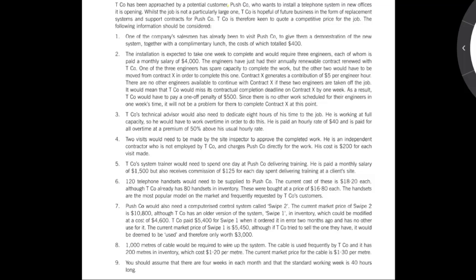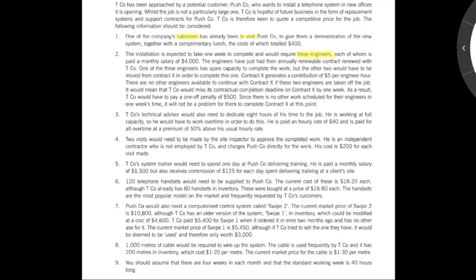Scan these paragraphs and decide what each one is about. For example, I see paragraph 1 is about a salesman visiting, so it's some sales visit. Paragraph 2, wow, this one looks quite difficult. I see that it's about engineers. I leave it at that, and I don't read any more. This paragraph looks very difficult. Let's leave it alone. Pause the video, take a minute, and identify the topics of the remaining paragraphs, please.